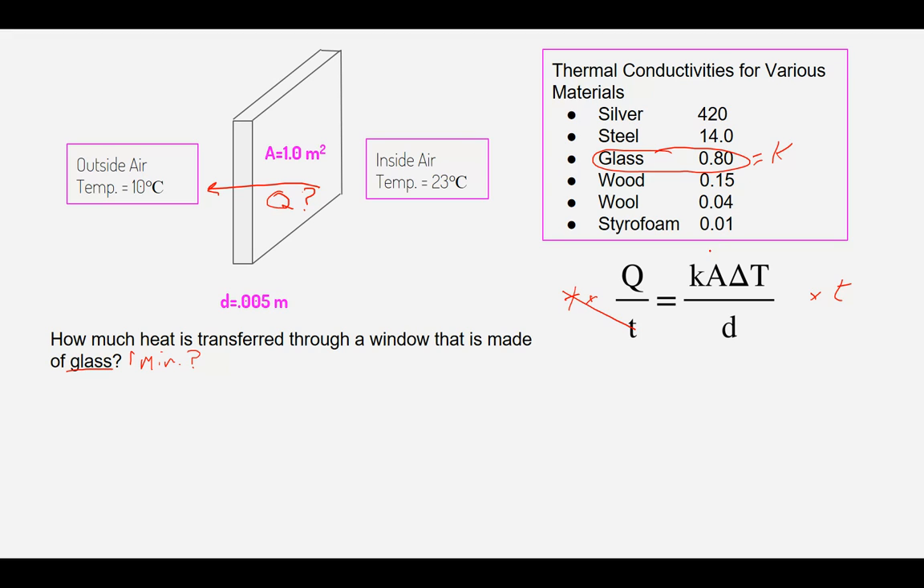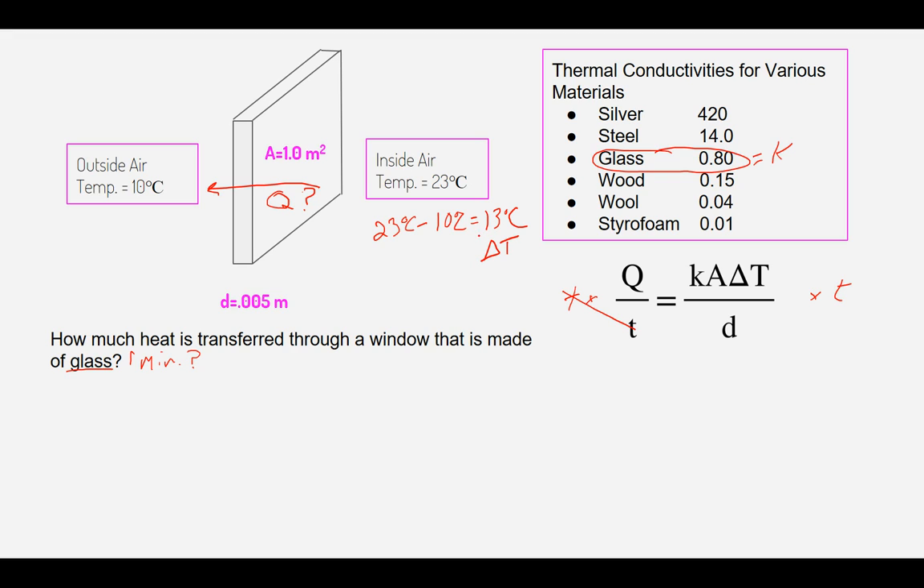Now that we know K, we go to our next variable, which is A, the area. The area, like I said before, is 1 meter squared, and that's the area through which the heat is traveling. We also need our temperature difference, delta T. In order to do that, we subtract the low temperature from the high temperature, so we take 23 degrees Celsius and subtract 10 degrees Celsius, and that gives us 13 degrees Celsius. That is the difference between the two temperatures.